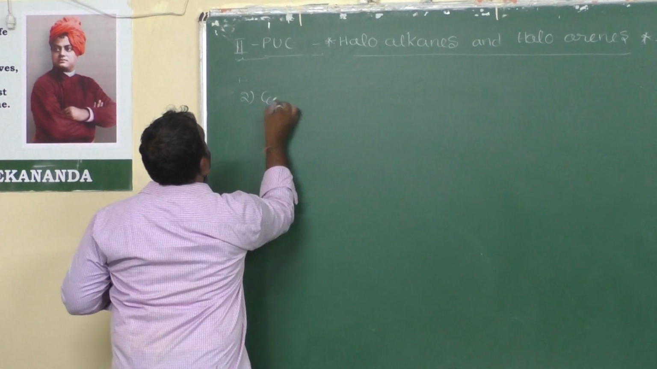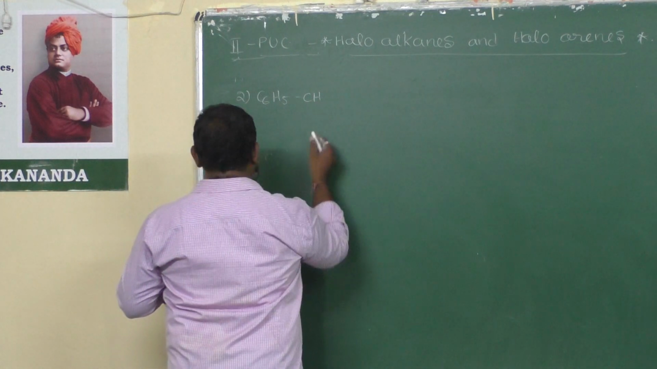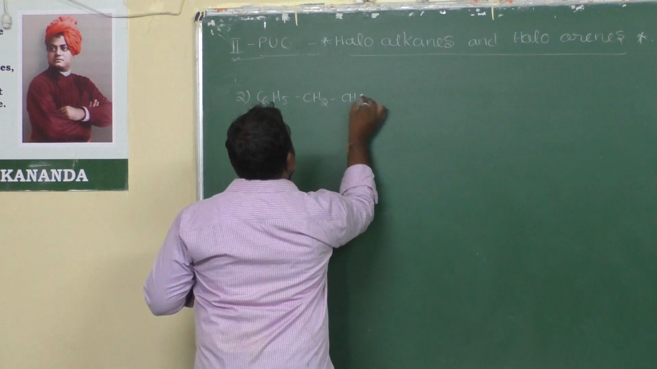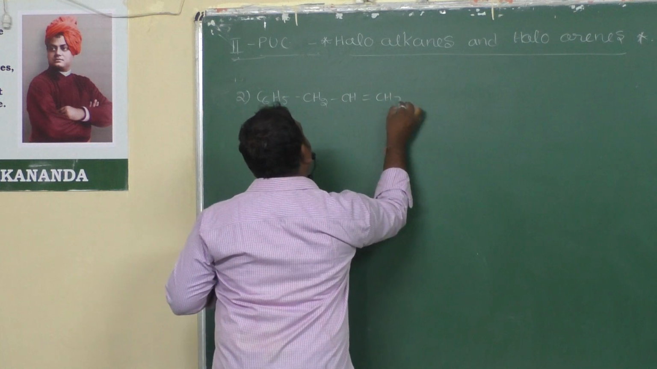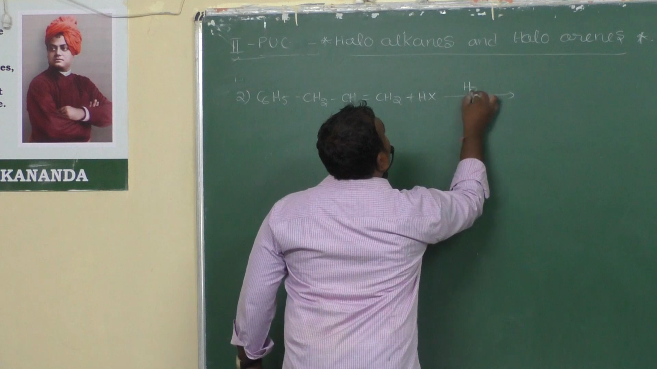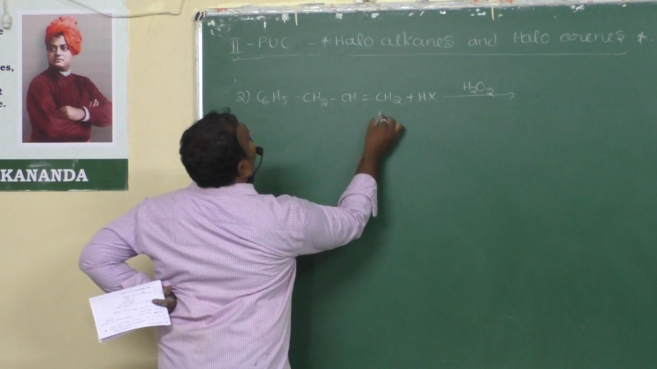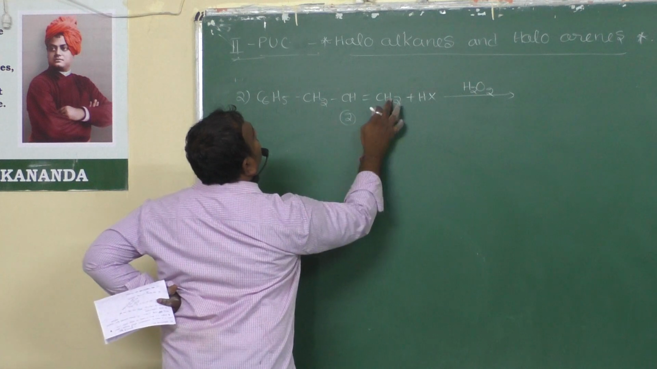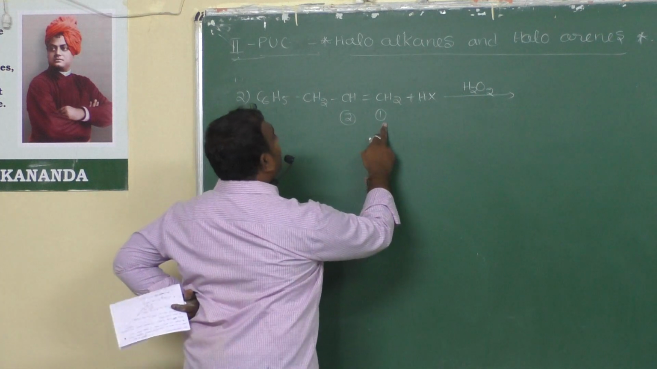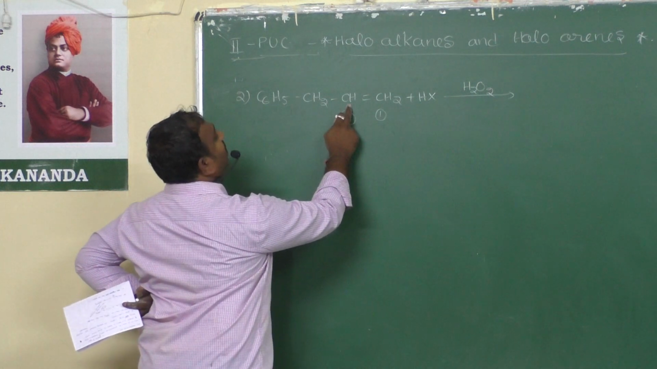Second example, C6H5CH2CH=CH2 plus hydrogen peroxide, in the presence of H2O2. Numbering the double bonded carbons, the first double bonded carbon has two hydrogen atoms and the second double bonded carbon has one hydrogen atom.